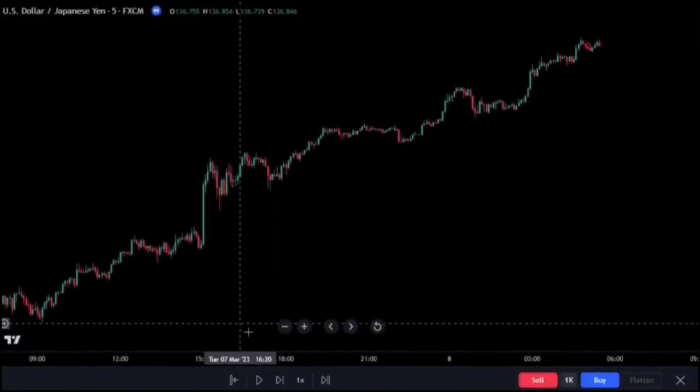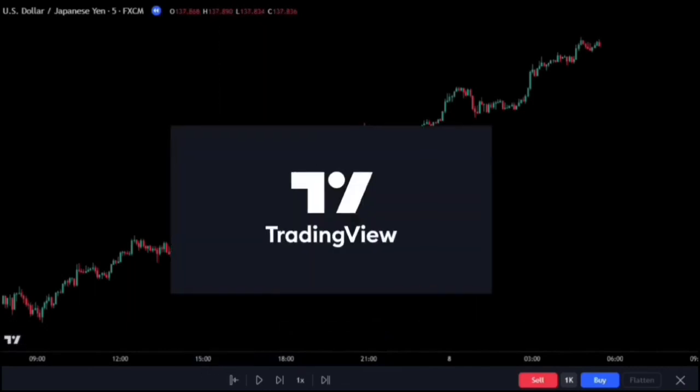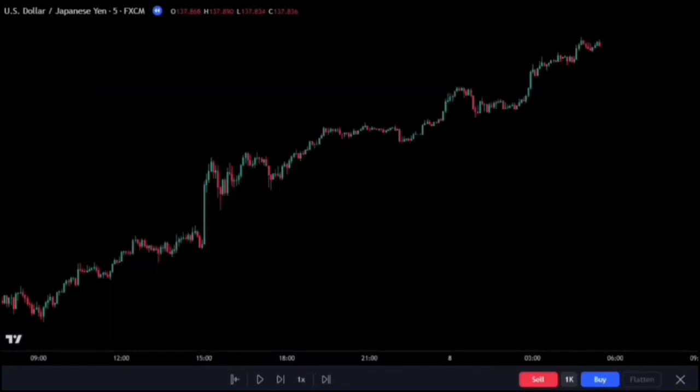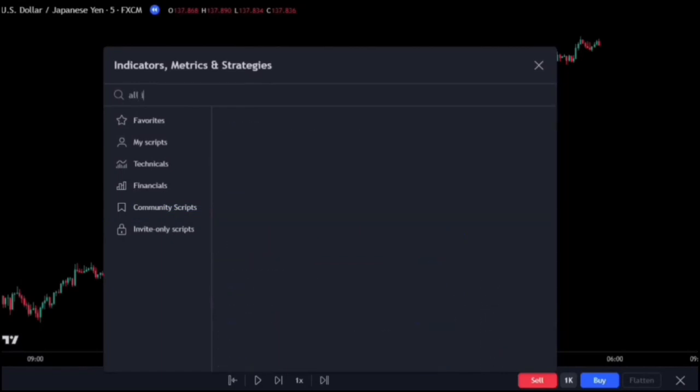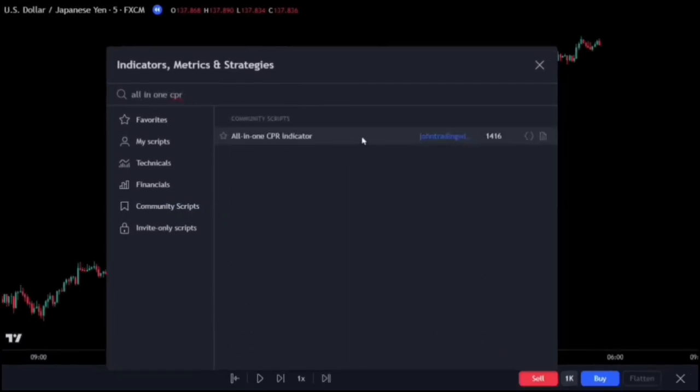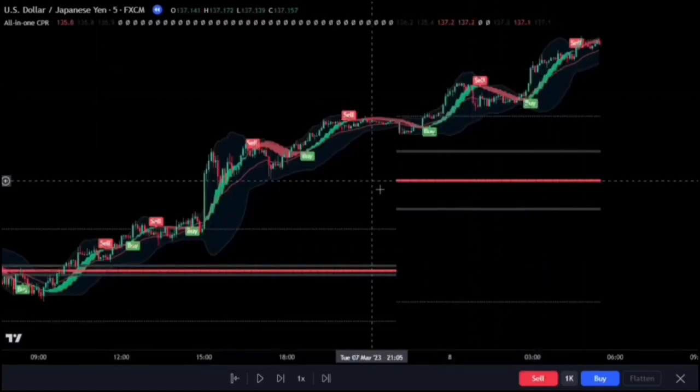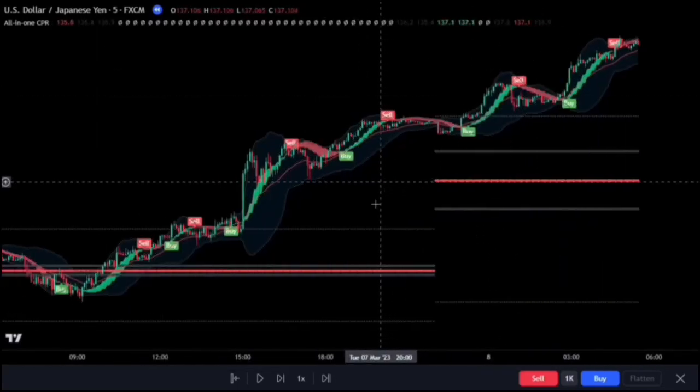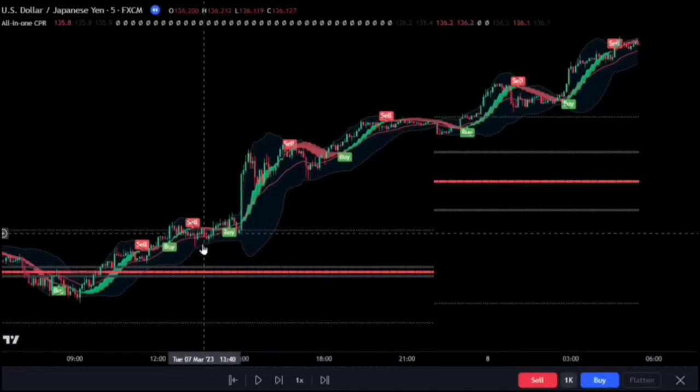For those of you asking, the charting platform I'm using is TradingView.com. Once you open your TradingView charts, bring up the indicator panel, then search for All-in-One CPR by John Tradingwick. Add it to the chart. Do not be worried about how rough the indicator makes the chart look. We would be adjusting that to clean up a lot of unused script.